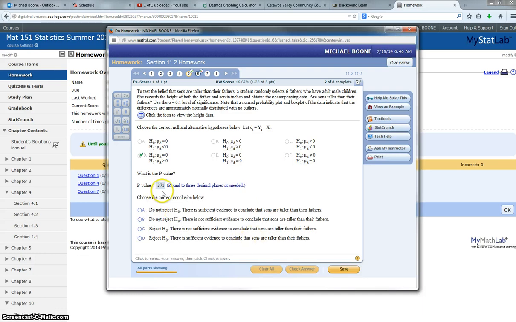Now we're going to make our conclusion. Since our p-value is greater than our alpha, we do not reject. If we do not reject, there is not sufficient evidence.